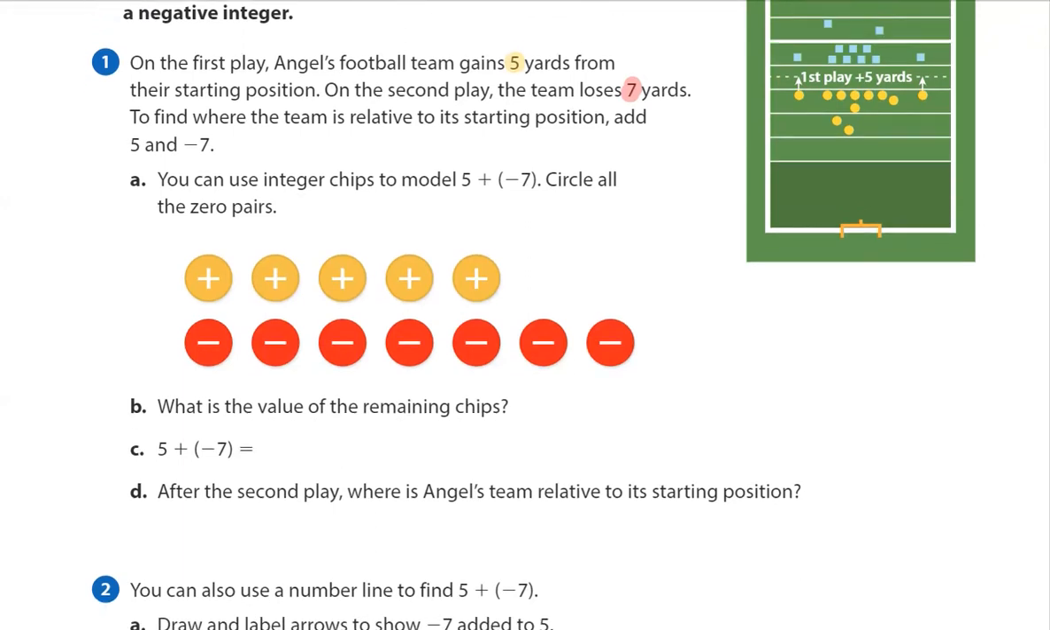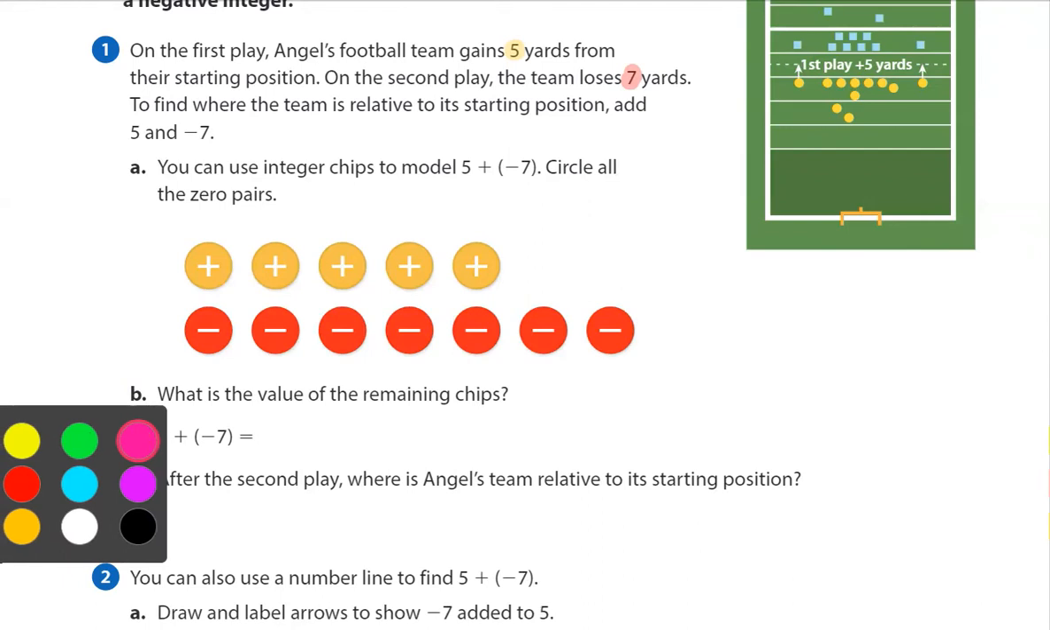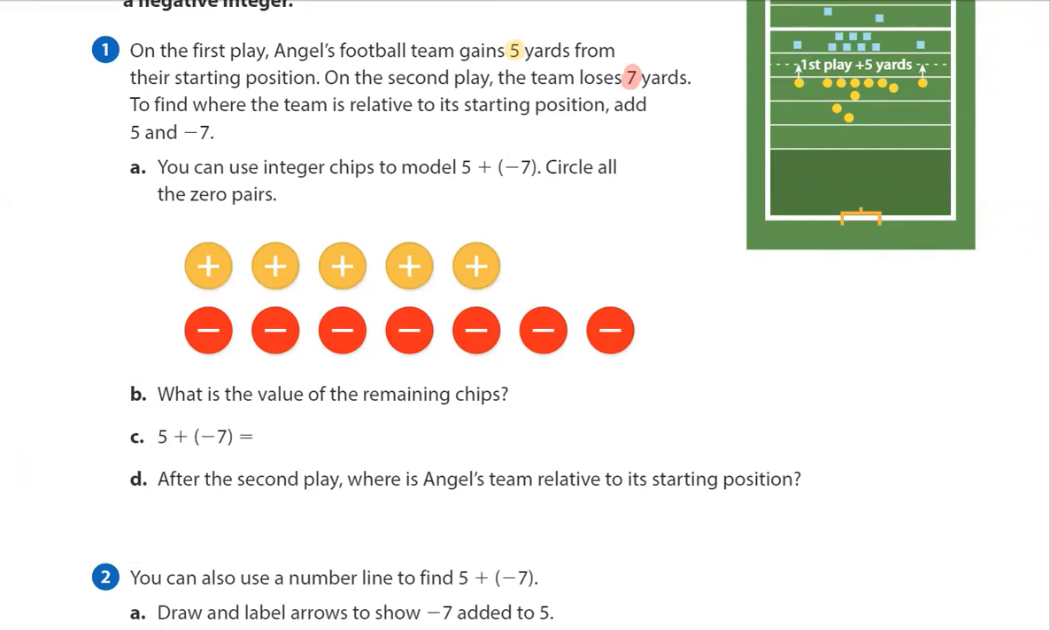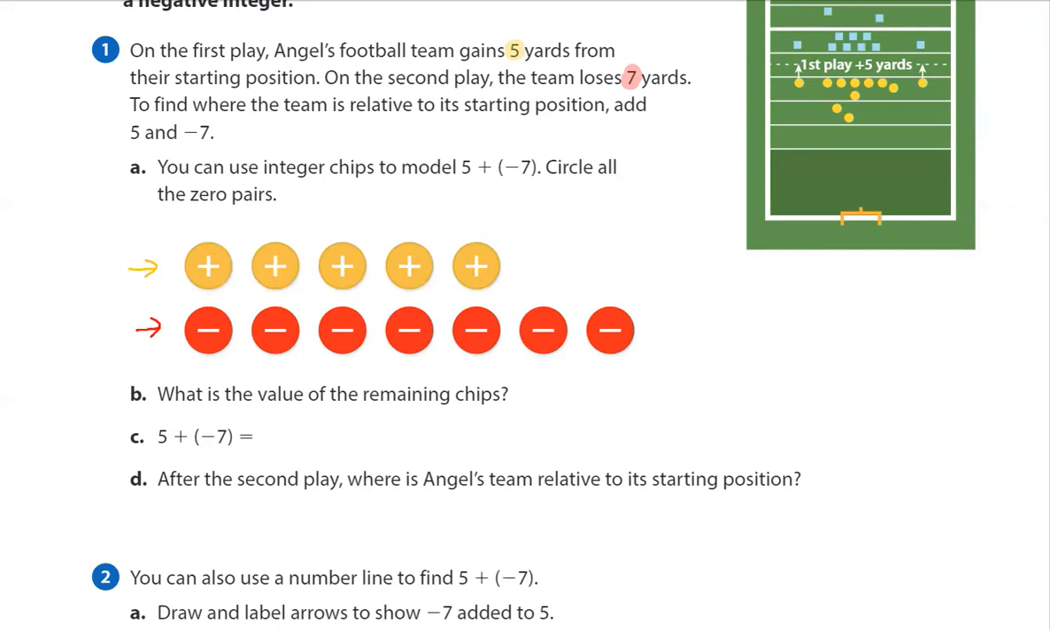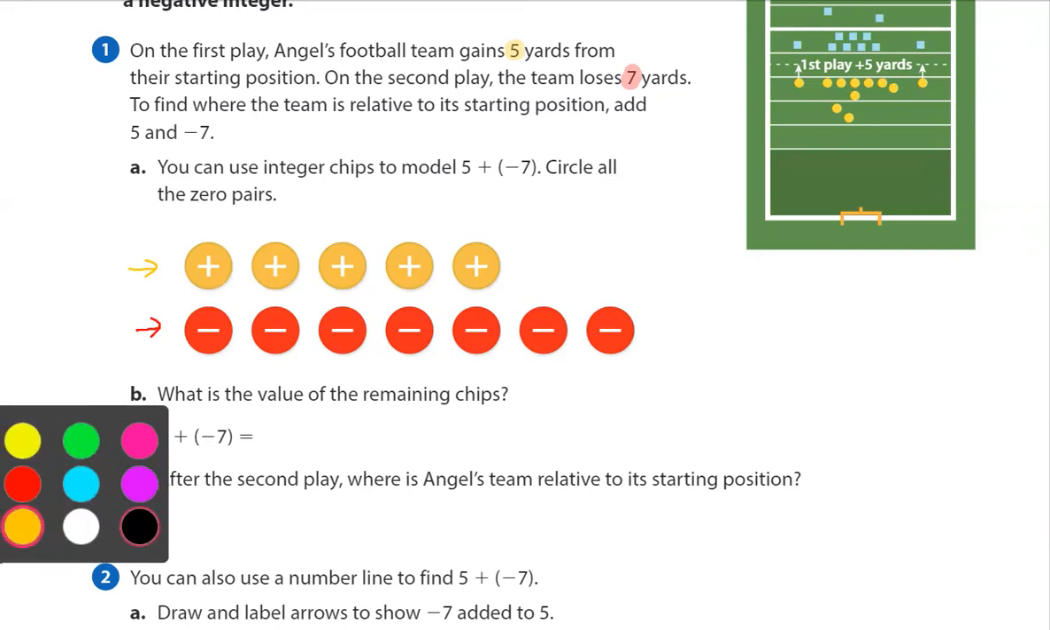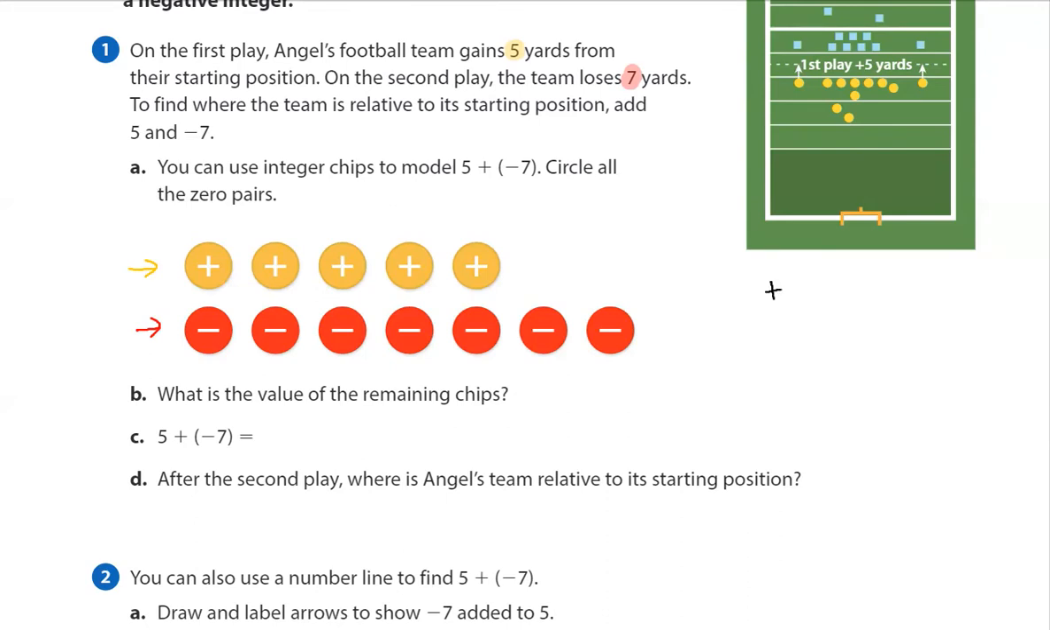I really like using what are called integer chips, which usually use orange for the positive. I'll keep using orange for the positive for consistency, and red for the negative. If you don't have integer chips, all you have to do is keep your pencil and draw pluses and minuses. But we have integer chips on our paper, so we're just going to use those. Okay, so my question for you now is, what is 1 minus 1?